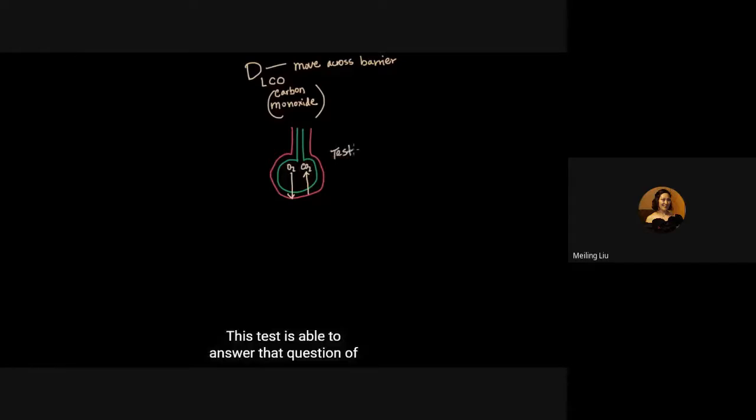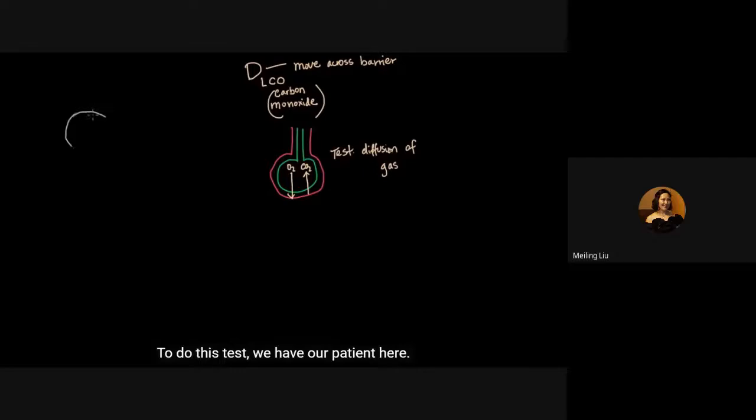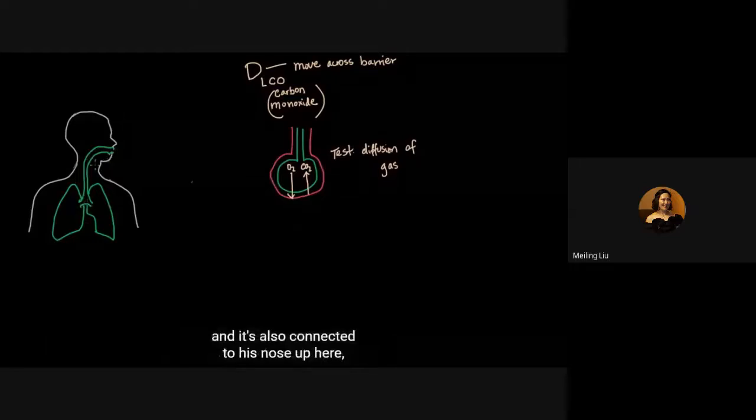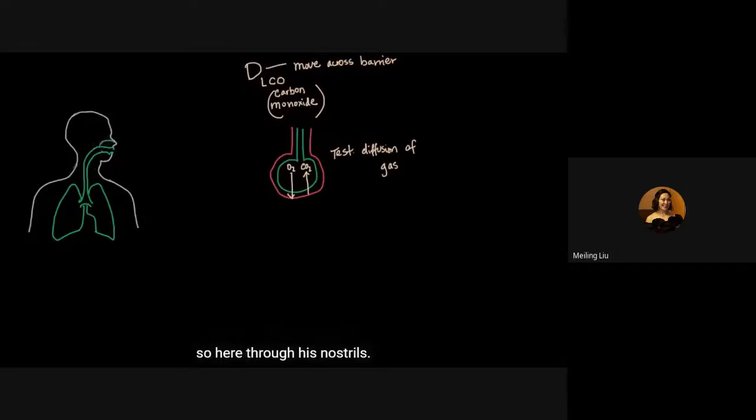And this test is able to answer the question of how well can the lungs move a gas into the bloodstream. So to do this test, we have our patient here. Let's call him Mr. D for diffusion. All right, Mr. D here, if we look at his airway, it's connected to his mouth. And it's also connected to his nose up here. So here, through his nostrils, theoretically, that could also go down the airway. So to isolate all the numbers and data we're getting, his nose is going to be plugged. So he can only breathe through his mouth.